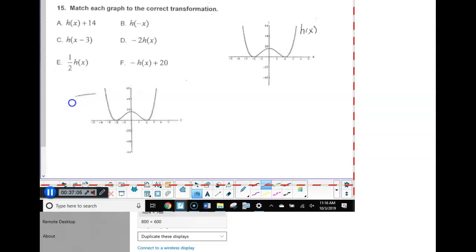Guys, nothing changed. How could it possibly have nothing change? If you reflect this way, is it going to look any different? And isn't that what that means? Reflect over Y? Okay, that was a trick.